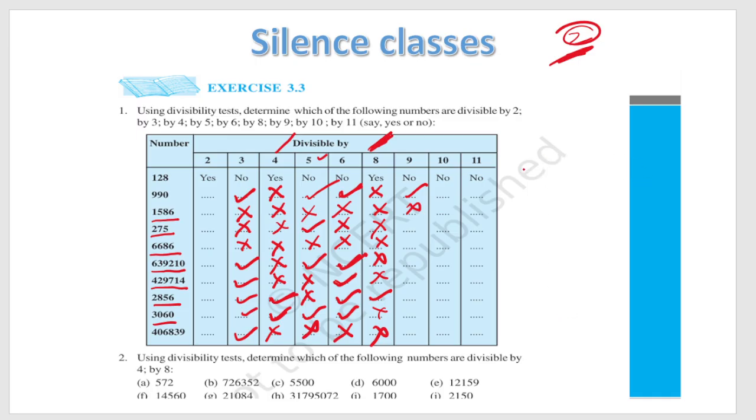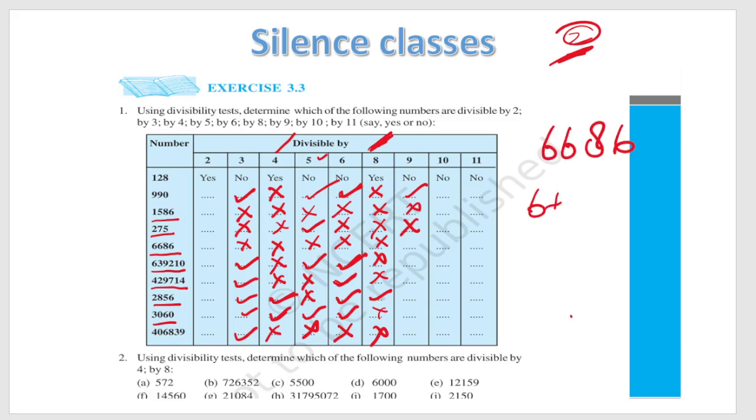The next number is 275. 2 plus 7 is 9, plus 5 is 14, and 14 is not divisible by 9. This means this number is also not divisible by 9.